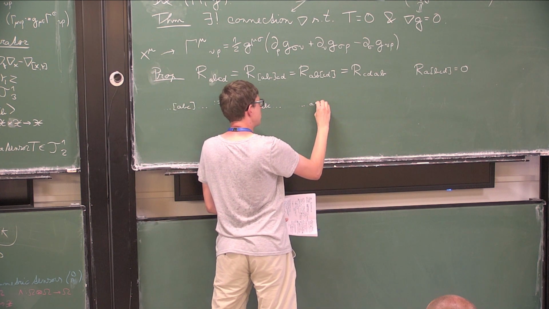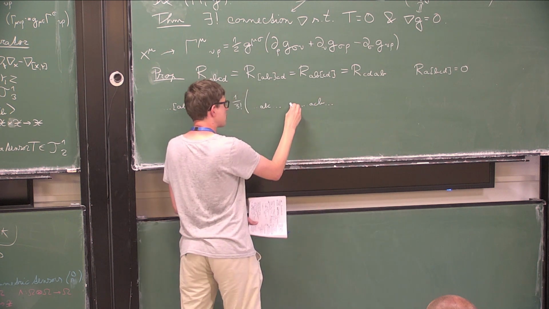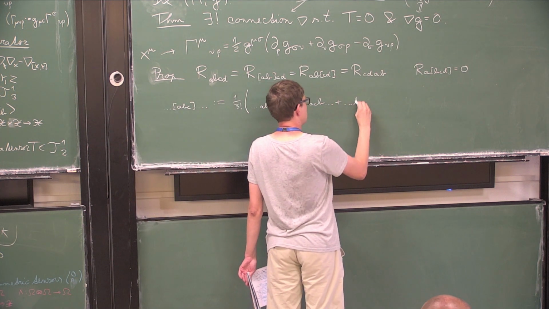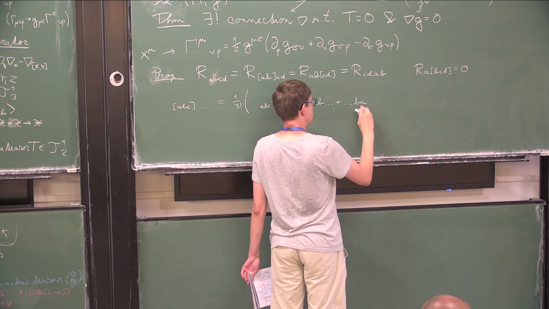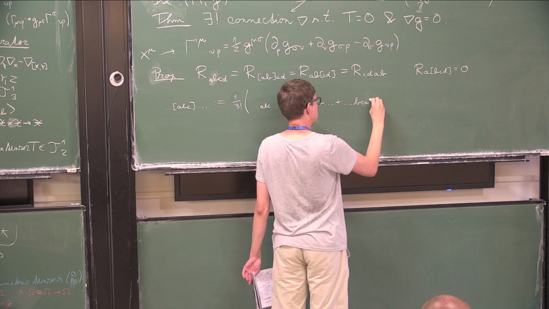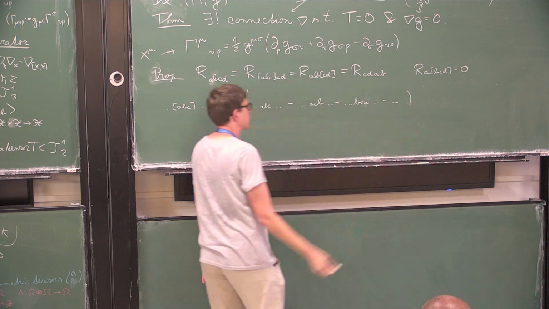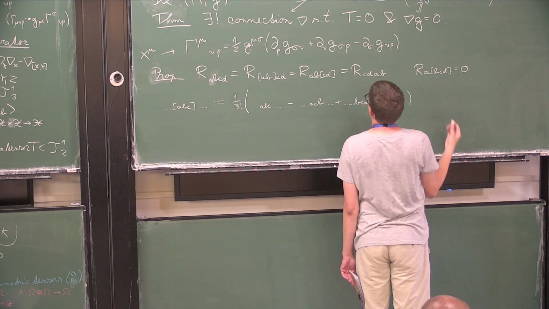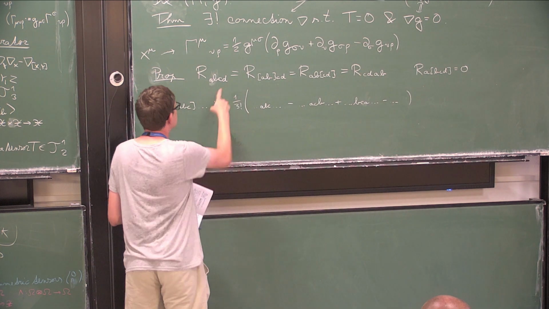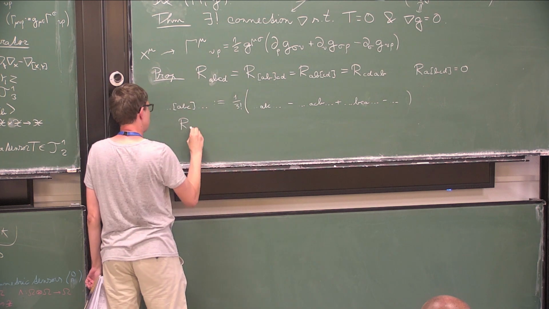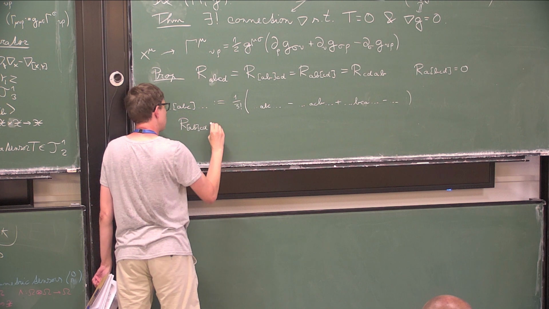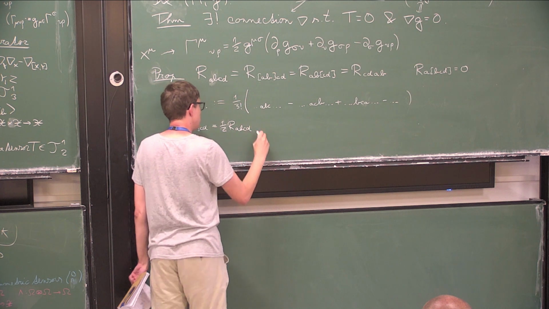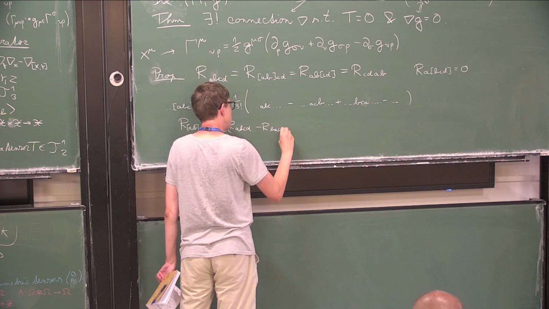I will sum over all the permutations, and I put a sign depending on the parity of the permutation. This one plus, then B, A, C with minus, then B, C, A, etc. So there are 6 terms overall. For instance, with two indices, this thing here is by definition 1/2 of R_ABCD minus R_BACD.